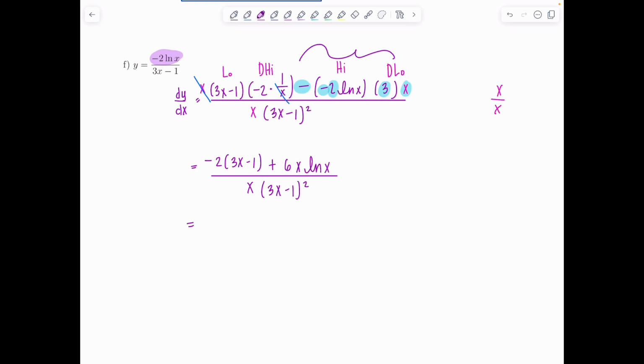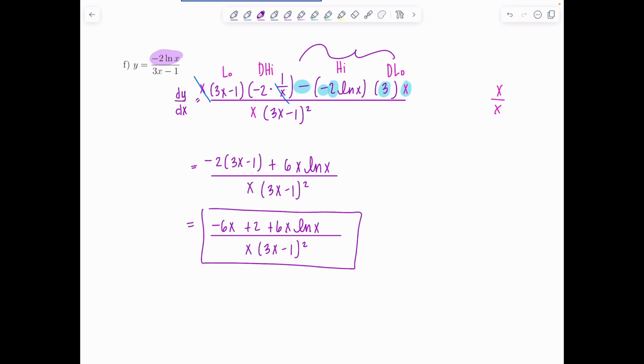Okay, we can distribute that negative 2 to 3x minus 1 if we want. So let's see, that's negative 6x plus 2 plus 6x ln of x over x times (3x minus 1) squared. You could stop there if you like.